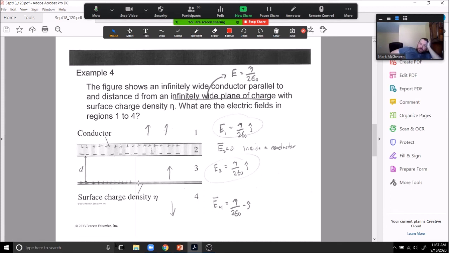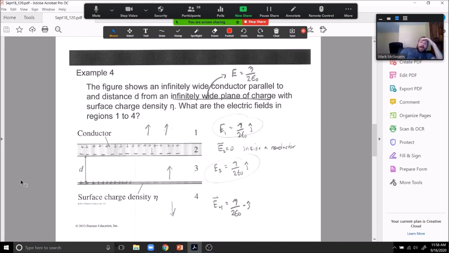Let's do the easy stuff first. In the conductor, the electric field is 0 because it's a conductor. That's it. There's no work you have to do. The electric field in the conductor is 0, and that's the justification. You say E2 is 0. We're inside a conductor. Simple enough.